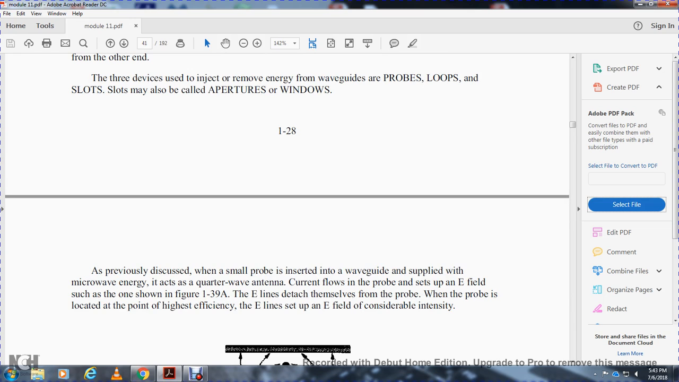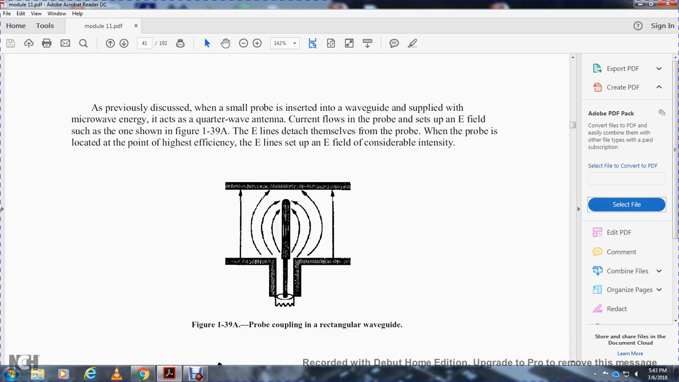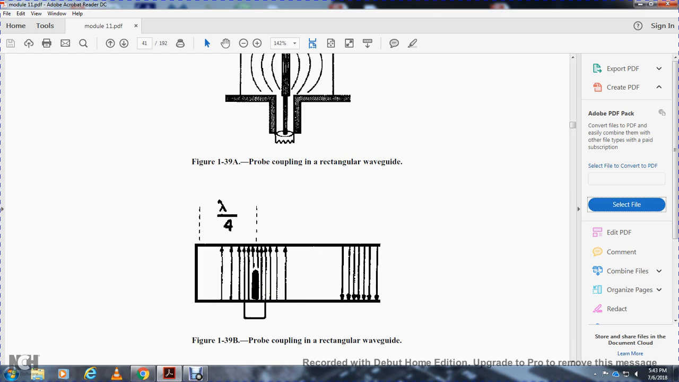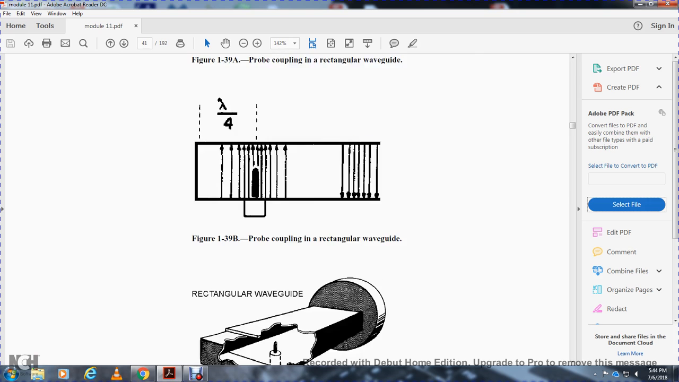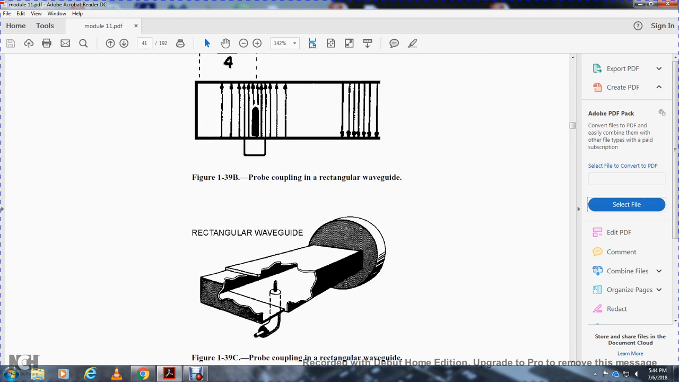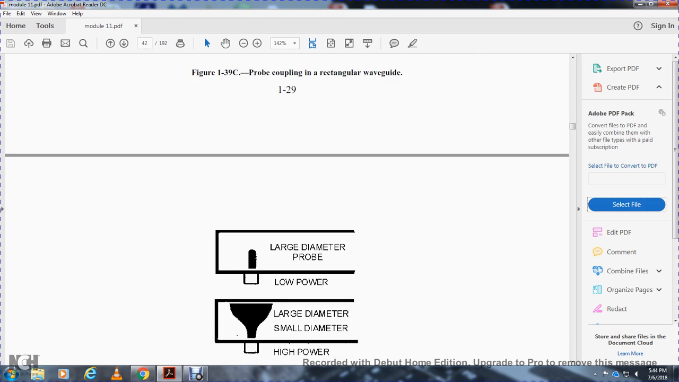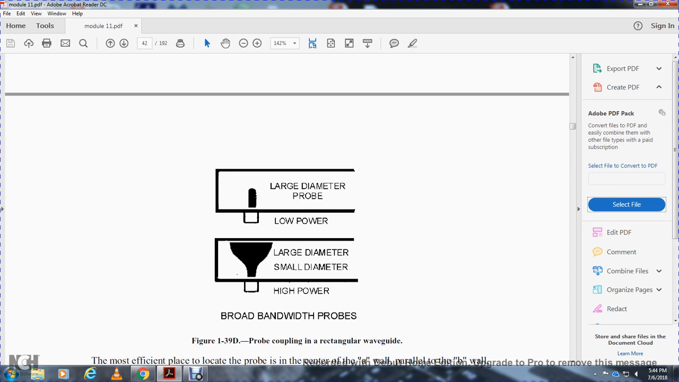It acts as a quarter wave antenna. The current flow in the probe sets up an electric field such as the one shown in Figure 139. The electric lines detach themselves from the probe. The probe is located at the point of highest electric field intensity. Figure 139A shows the probe coupling to a rectangular waveguide, and 139B shows the probe located a quarter wavelength from the short end of the rectangular waveguide. Also shown are a large diameter probe for low power and a small diameter probe for high power, and broadband probes.